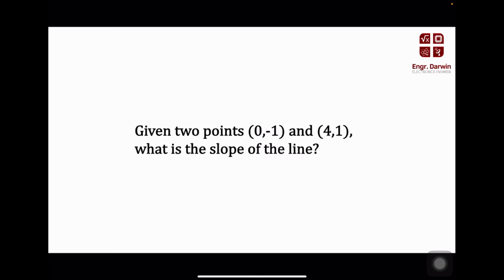So, ito yung given problem natin sa mga makikinig. Hopefully, makatulong to sa inyo. Given yung dalawang points natin, (0, -1) and (4, 1). Ano daw yung slope nung a niya? So, kung alam niyo na yung formula, pwede na tayo mag-assign ng mga values.